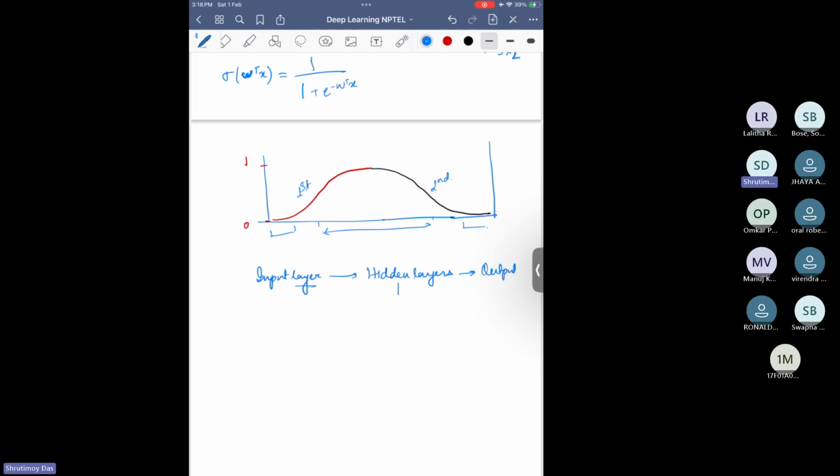Inside this hidden layer, you will have a linear layer followed by an activation layer, or a nonlinearity. You may come across these terms when going through some books. These are some terms that I use.